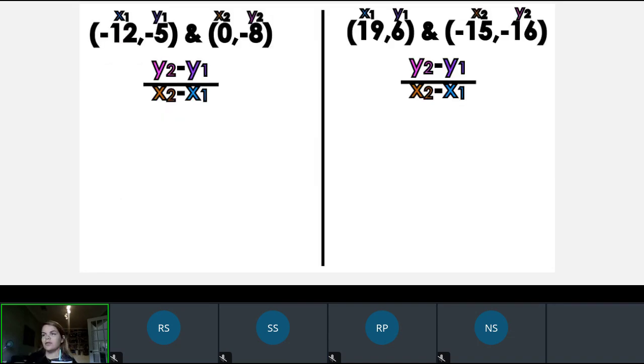Let's see what this looks like with points. So they gave me 2 ordered pairs. The first thing I'm going to do is say, okay, this is my x1 and y1. This is x2 and y2. All right, so my advice to you, remember, was to go ahead and draw your division sign and your subtraction signs.